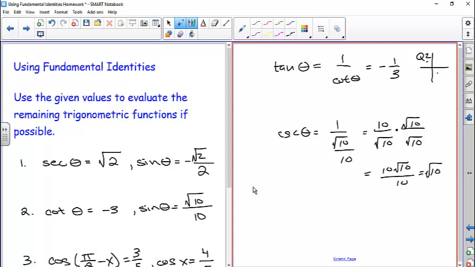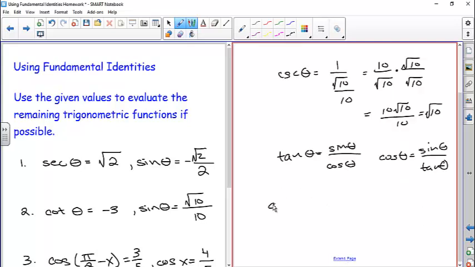So the other two are cosine and secant. Now, because we're in the second quadrant, we know that the cosine is going to be negative. So one way of doing this is you could still use the quotient identity, but instead of solving for the tangent, if you solve for the cosine, the cosine of theta would be equal to the sine of theta divided by the tangent of theta. So the cosine of theta is the sine of theta, which is square root of 10 over 10.